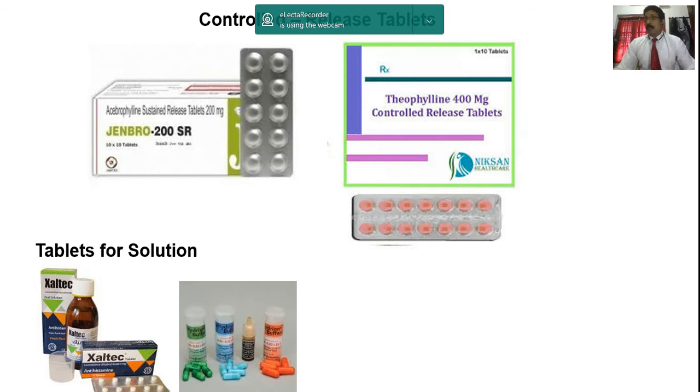There is also SR, you can see SR, and there is even Oviron SR. Diclofenac sodium SR is also available. Aceclofenac SR, this type of tablets are also available in the market. So this is a sustained release tablet example, a picture. And tablet in solution, you see, that is Zaltac tablets, which is, for example, also a chemical.